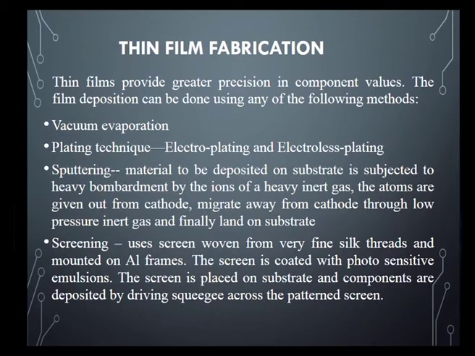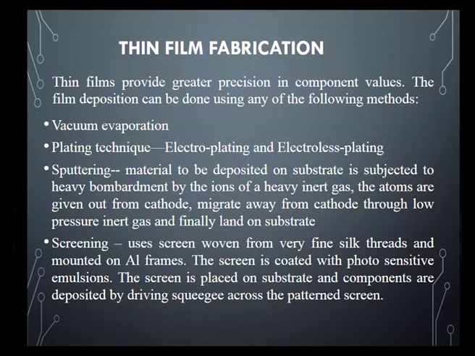Next, we move on to thin film fabrication. Thin films provide greater precision in component values. The film deposition can be done using any of the following methods, which are involved in the fabricating process of a thin film. The very first is the vacuum evaporation method, and then the plating technique, where electroplating and electroless plating are used.